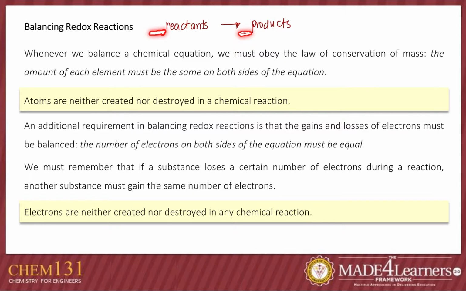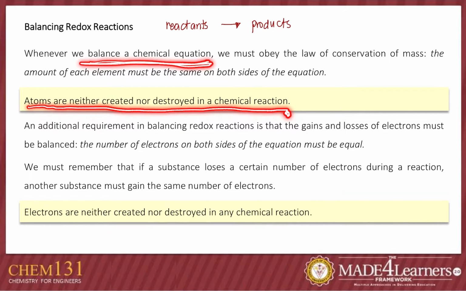And that still applies in balancing redox reactions. So, we must remember that atoms are neither created nor destroyed in a chemical reaction. That's why the number of atoms of each element, again, present on the reactant and product sides must be equal. Now, that's for balancing an ordinary chemical equation. But if the equation represents a redox reaction, aside from looking at the number of atoms of each element on the reactant and the product side, another thing that we must look at is the number of electrons.